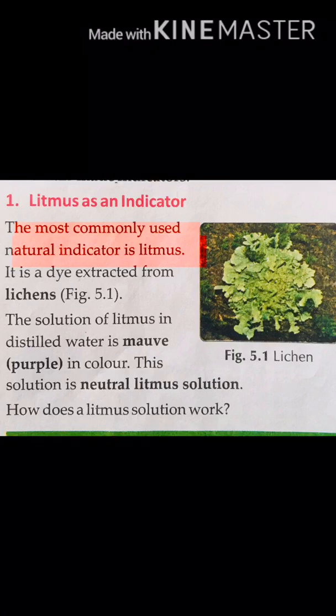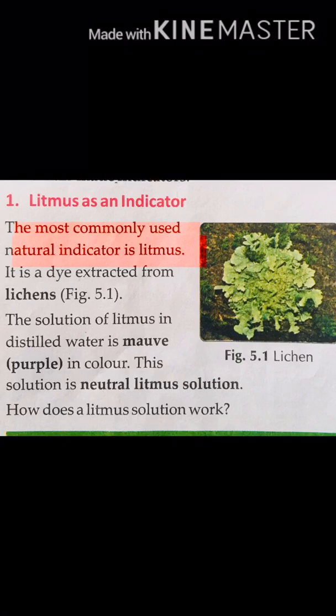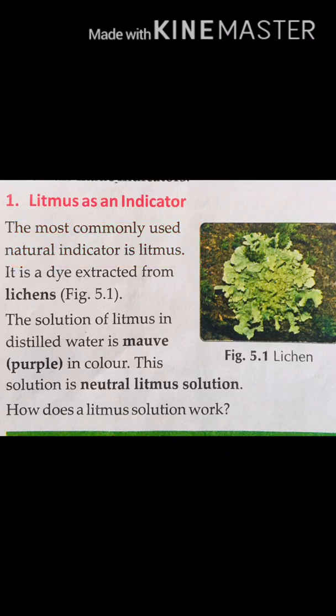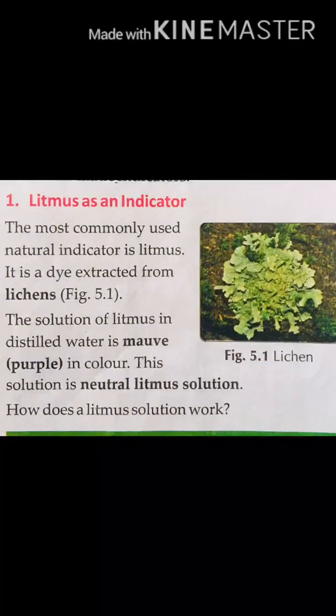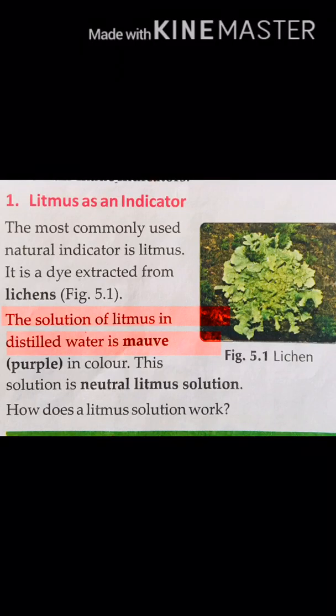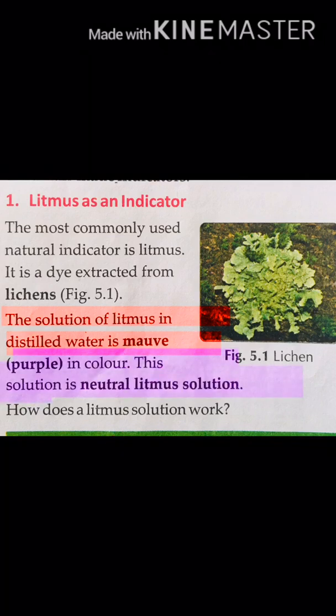Litmus क्या है? This is a natural indicator and it is most commonly used to check the nature of a solution, whether acidic, basic or neutral. It is a dye extracted from lichens. Lichens are organisms composed of fungus and algae. The solution of litmus in distilled water is mauve in color. Litmus का जो solution होता है distilled water में, that is mauve, purple in color, and this solution is called neutral litmus solution.